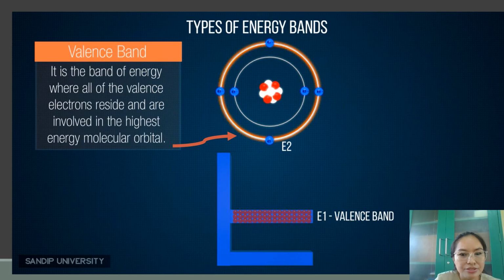So you see here the diagram of the valence band. Again, it is the band of energy where all the valence electrons reside and are involved in the highest energy molecular orbital. You can see in the diagram, it's colored orange. And look at the electrons in the diagram below, the red ones. These are the valence electrons in the valence band.